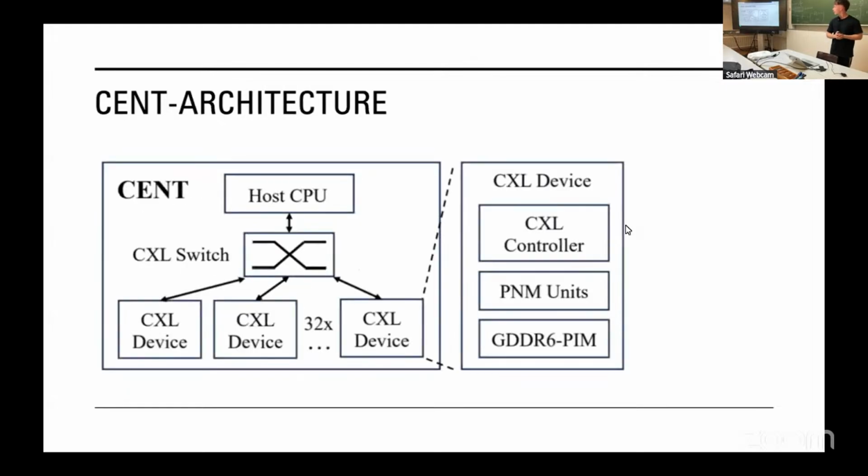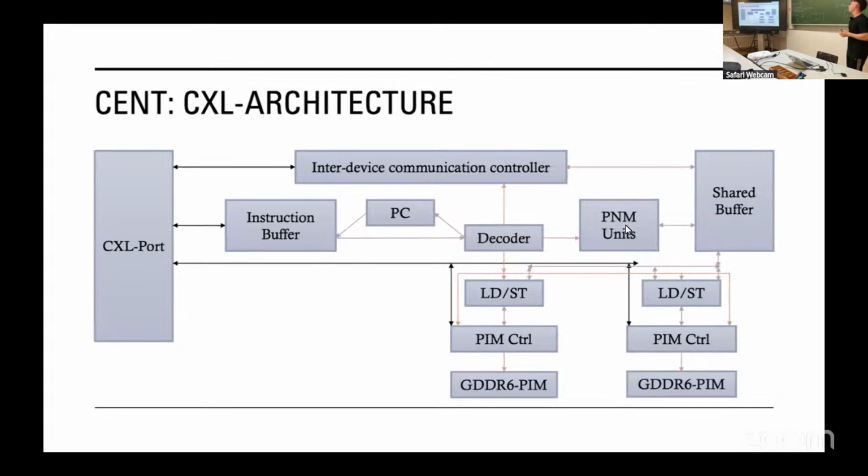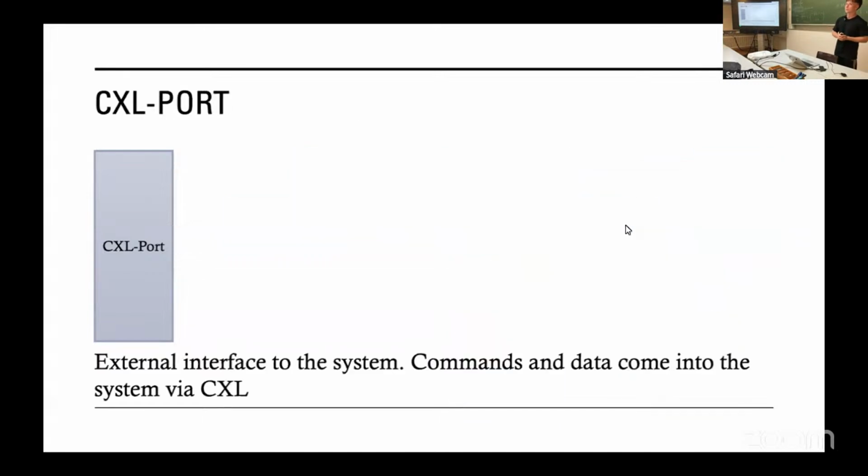So as I said in the beginning, we have the host or CPU, and afterwards we have a CXL switch, which connects to multiple CXL devices. And this is a really broad view. So we're going to dive into a CXL device, how it looks. And yeah, it looks like this, quite complicated, but we're going to derive it together. At first, we have the CXL port. The CXL port is the interface to the host or to the rest of the machine, in which the CXL device can, for example, communicate with the CPU.